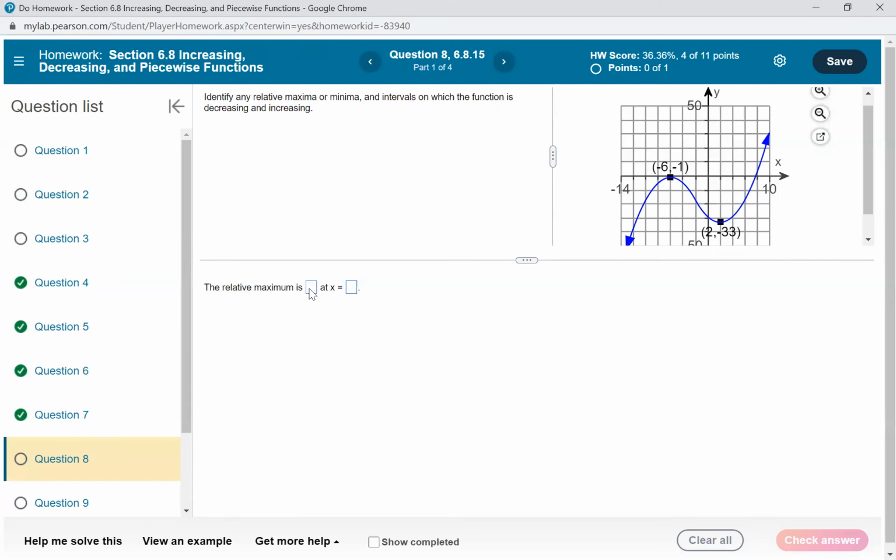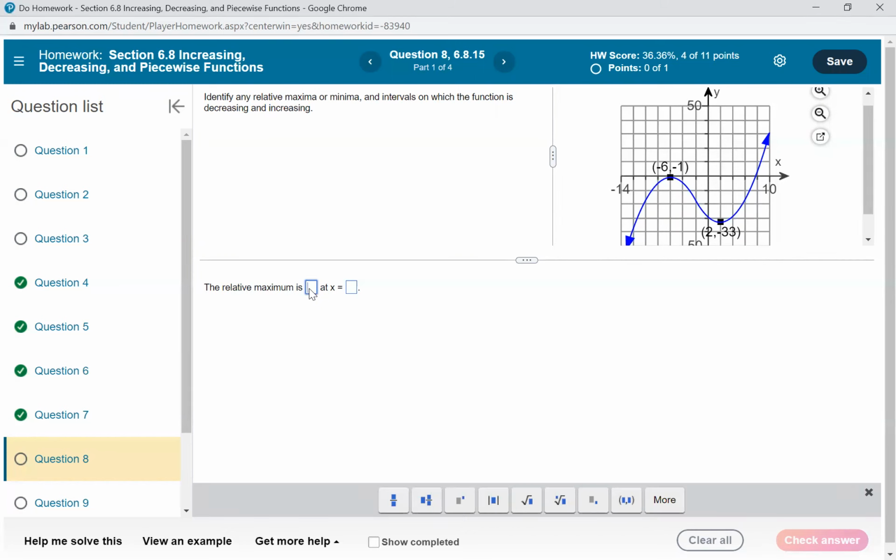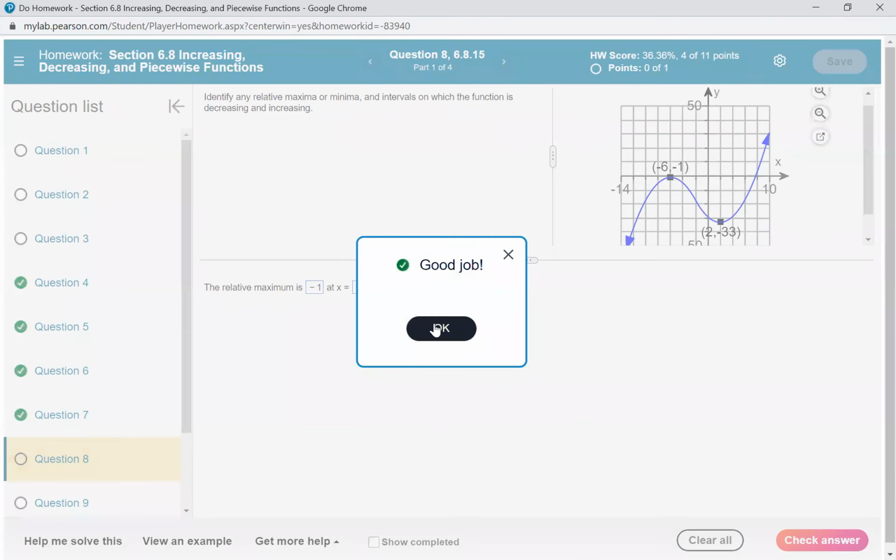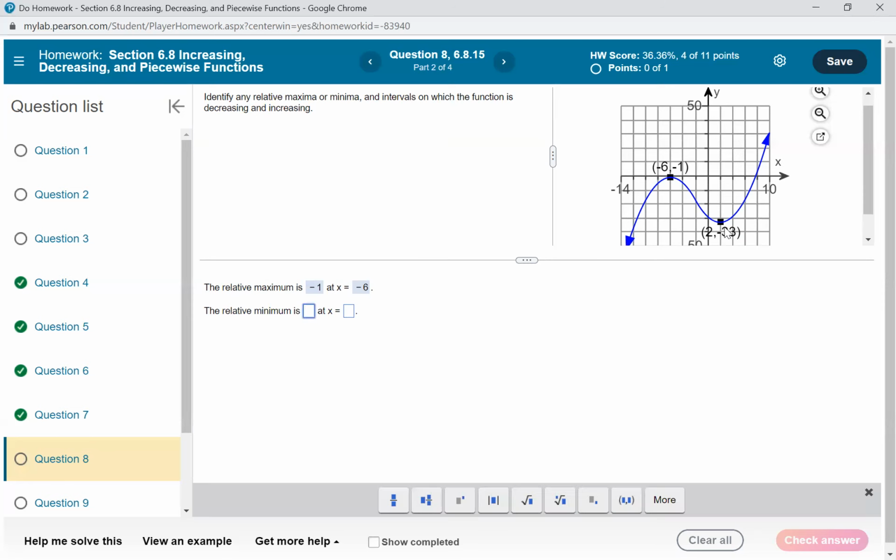So let's start over here. Now notice, they're in a different order than they did a while ago. A while ago, they wanted the x first and then the value. Well, this one says the relative maximum is what value, and that happens at what x value. So y'all, for the hump, the relative maximum is the -1. Because remember, the min or maxes are always the y value. And then that happens at x equals what? -6. All right, they're going to do that with that minimum now. So looking at the second point down in the valley, what is the value of that relative minimum? -33. And that happens at an x value equal to 2. There you go.